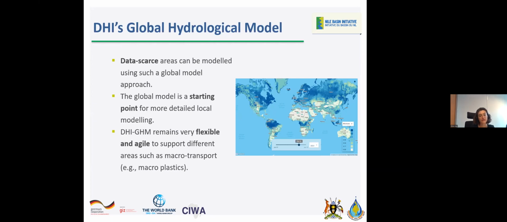For example, we also use it in Kenya to assess the impacts of climate change locally. And we also use it on a global scale to assess the transport of plastic pollutants from the source to the ocean. So it makes it a very flexible and agile tool, which can be included in a more comprehensive solution.